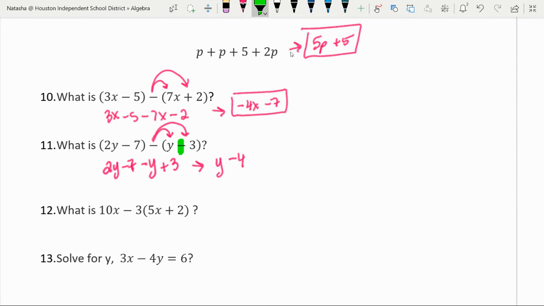That's the big thing, and I want you to make sure that you're paying attention when you have that negative. Make sure you're watching for that negative times a negative, okay? Really, really super duper important.